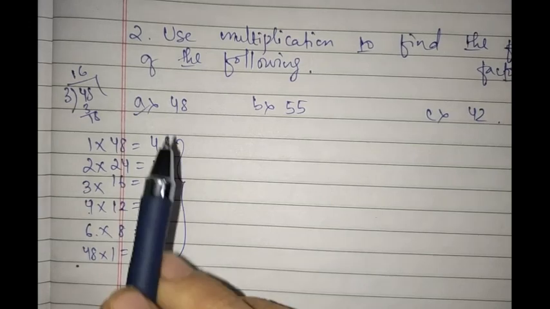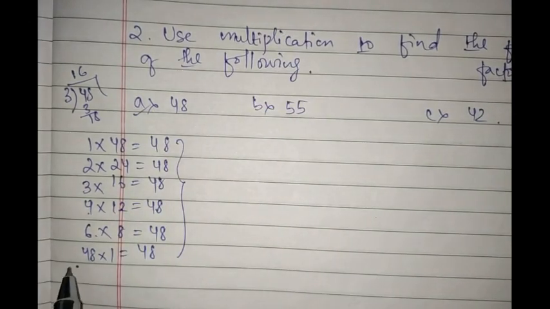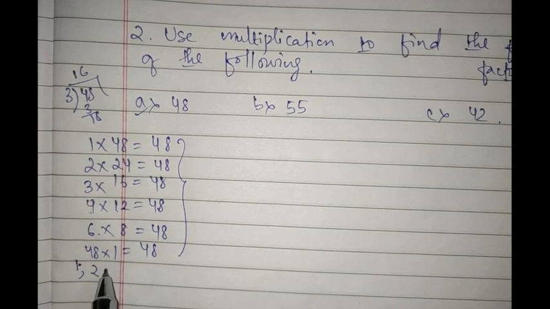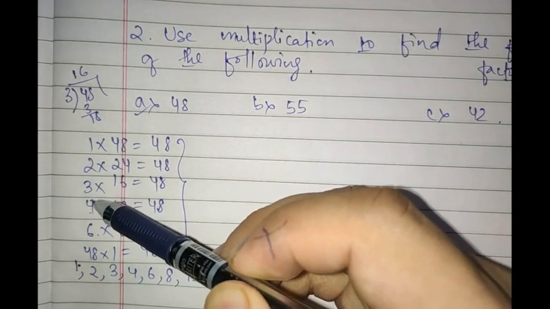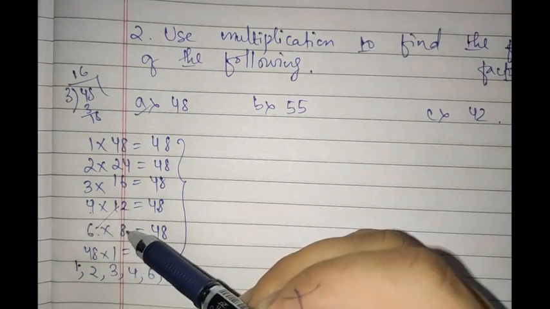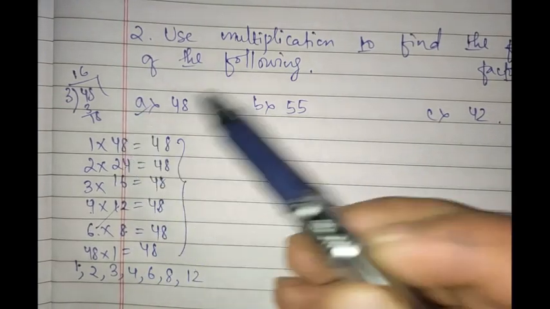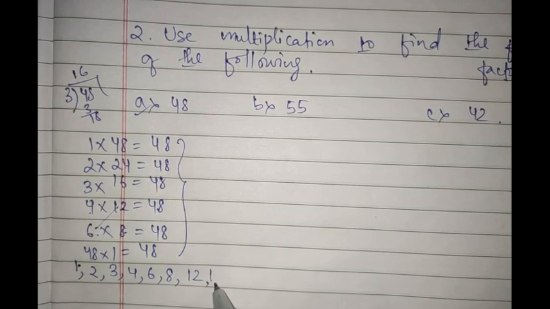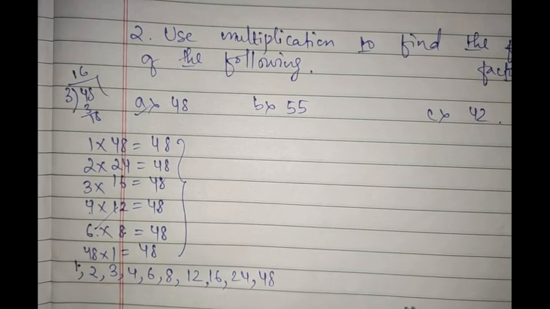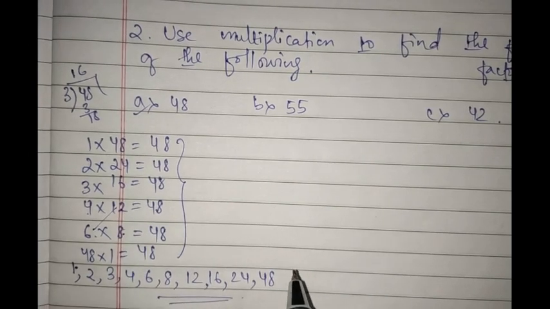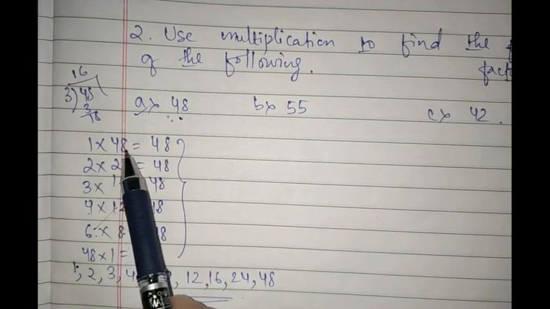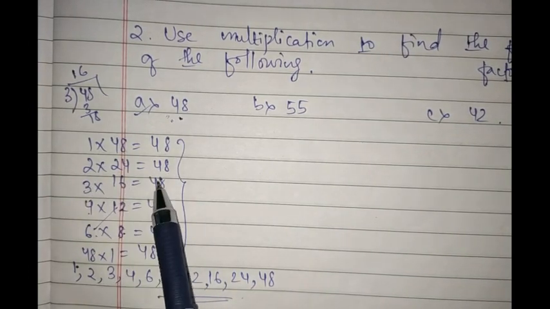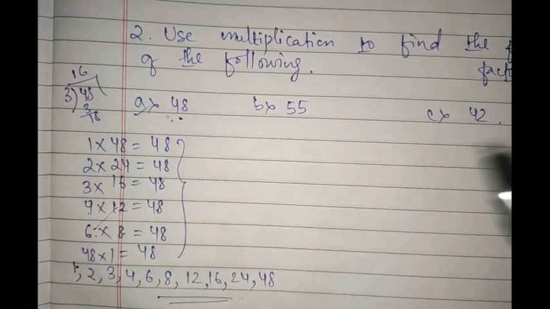So what are the factors you can write here? The factors of 48 using the multiplication table are 1, 2, 3, 4, 6, then comes your 8, 12. Like you will move like this, 1, 2, 3, 4, 6. Then you will proceed to 8, then 12, 16, 24, 48. Okay, so these are the factors of 48 which you have found using the multiplication table, right? 1 into 48 is 48, 2 into 24, 3 into 16. So this is one way to find the factors using the multiplication table.